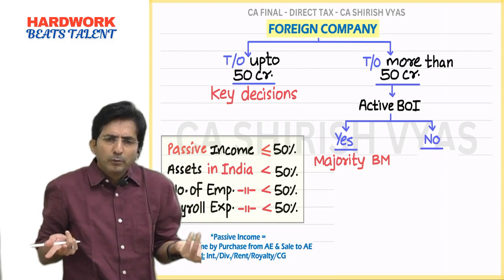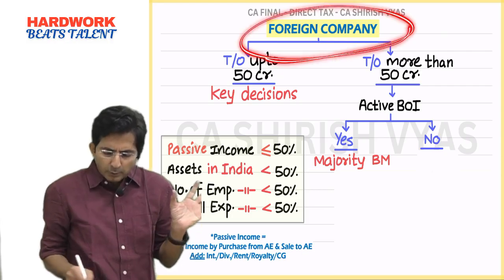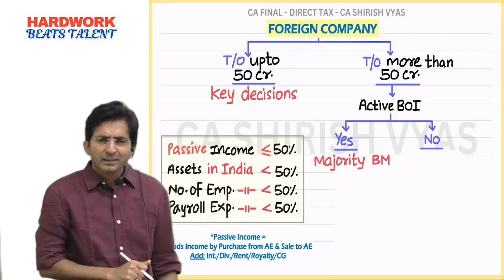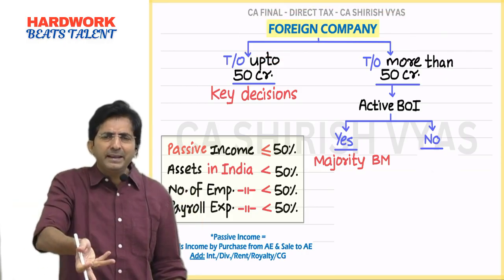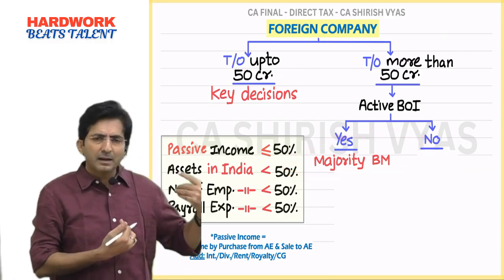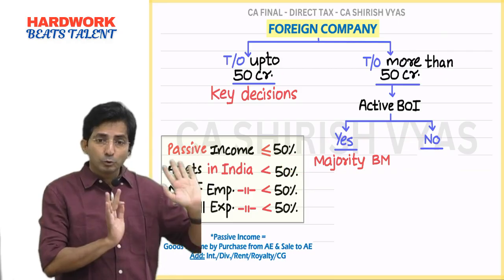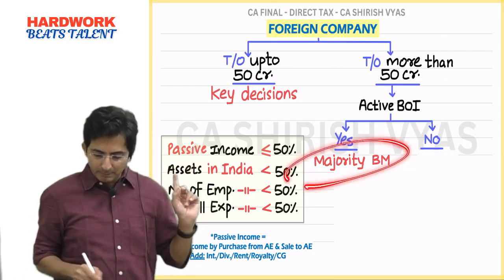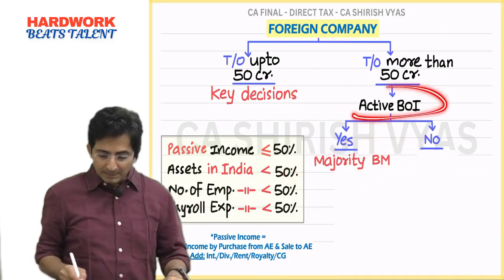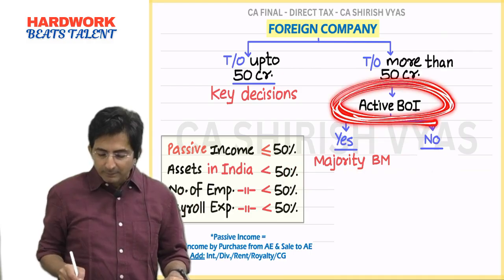So what will we do? If we are, say, a company of Switzerland, we'll keep all meetings in Switzerland. One or two meetings we can keep in India, but we'll make sure that the majority of board meetings are abroad, so that you can show this. Means in short, passing this exam is simple, but passing this other exam is tough.